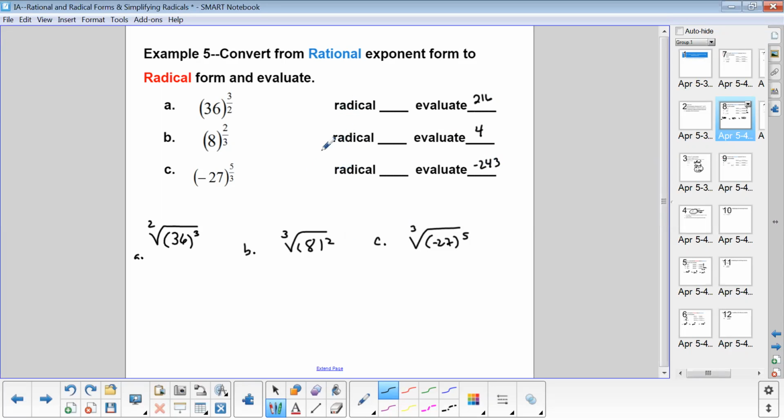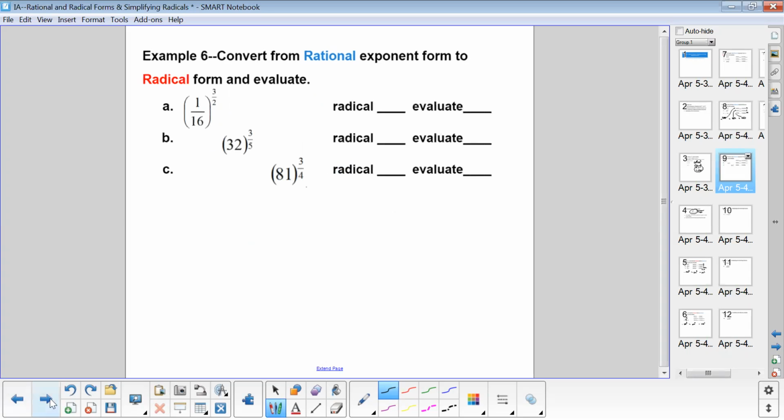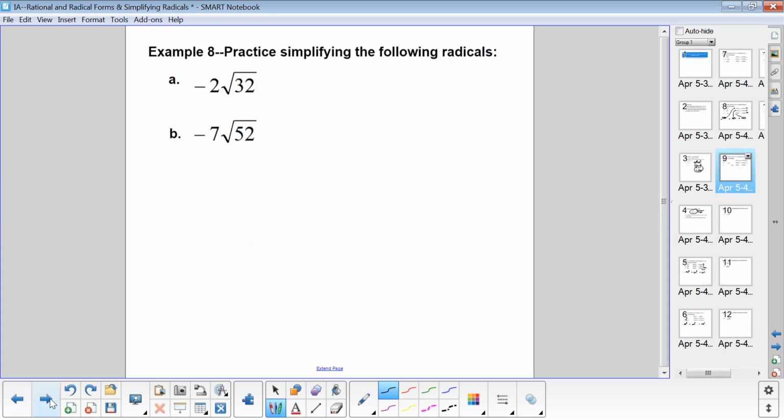So I want the radical form. That's my radical form here. Now let's look at simplifying these radicals. So negative 2 times the square root of 32.